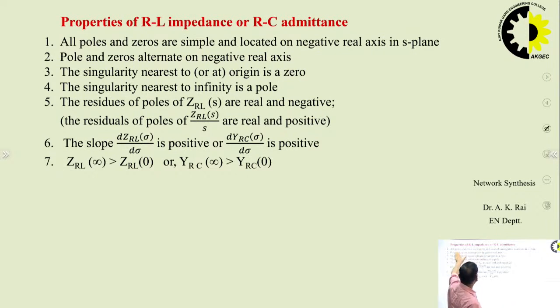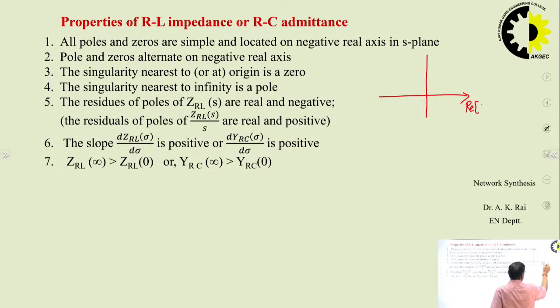Now, the other one is RL impedance or RC admittance. Okay. If you go for the property of RC impedance, it is the same as LC impedance. So both the properties of RL impedance and RC admittance will be carried out simultaneously. Look at here, all the poles and zeros are simple and located on the negative real axis. So, similarly, just draw here, because if the function is given in the form of Fs, neither Zs nor Ys, then you have to first find out which type of function it is. So property will help you.